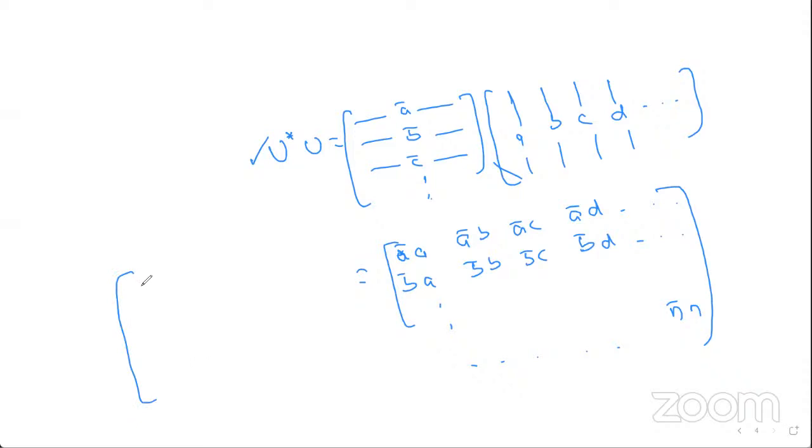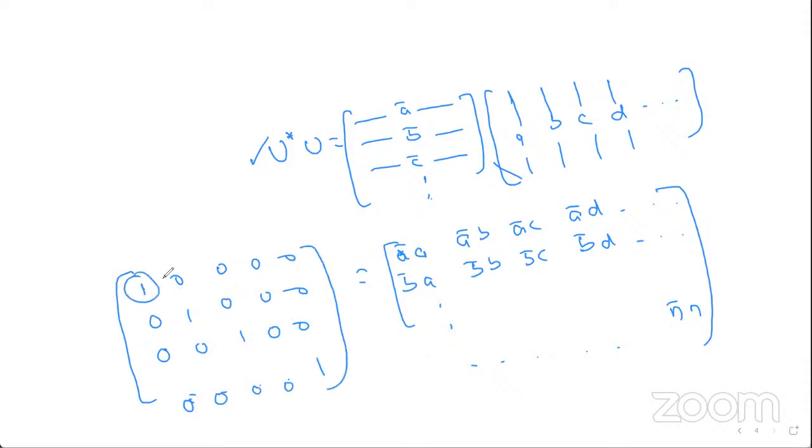Right, so this should be equal to what? 1, 0. Only the diagonal should be 1, plus 0. Then 0, 1, and so on. It's going to be 0, 0, 0, 0, and so on. It's going to be something like this. So what is this going to mean?